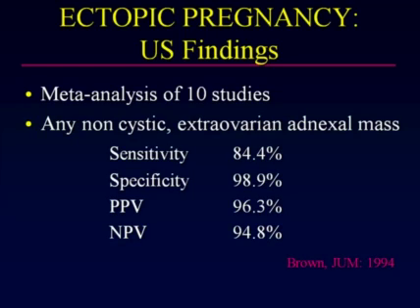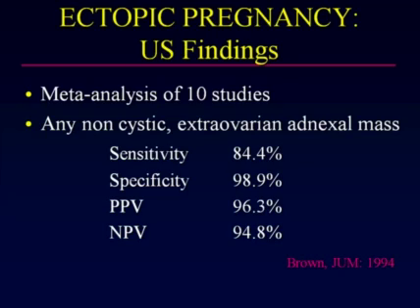Well, what about our accuracy of ultrasound? I've described to you all the things that you would look for in terms of trying to make the diagnosis of ectopic pregnancy on endovaginal and transabdominal imaging. And so the question is, how good are we? This is a study that was published from the Brigham and Women's Hospital in the early 1990s. This is a meta-analysis of 10 other earlier studies. When they used as a criterion for diagnosing ectopic pregnancy the presence of any non-cystic extra-ovarian adnexal mass, they found that their specificity was very high, close to 99%, but their sensitivity was only about 84%.